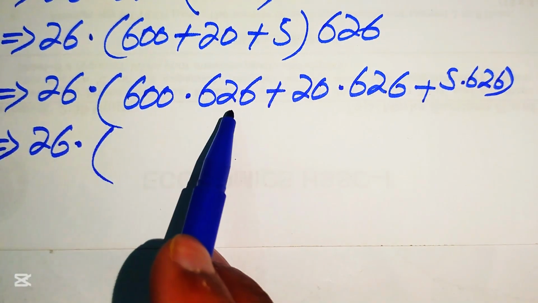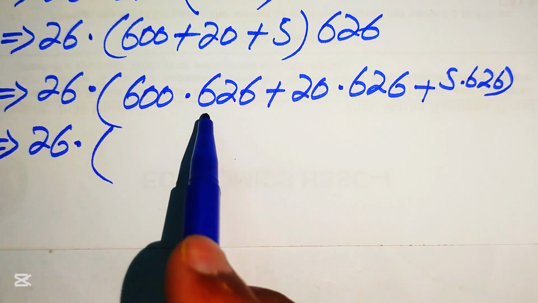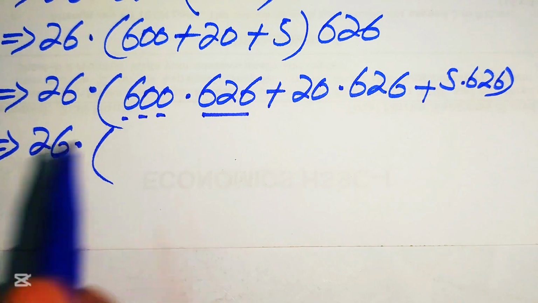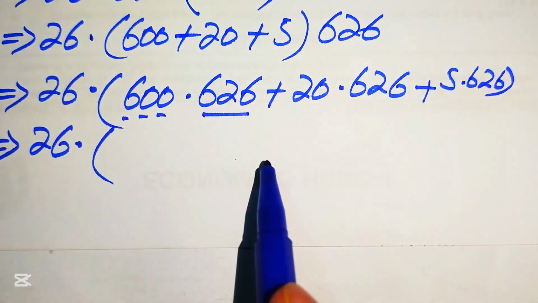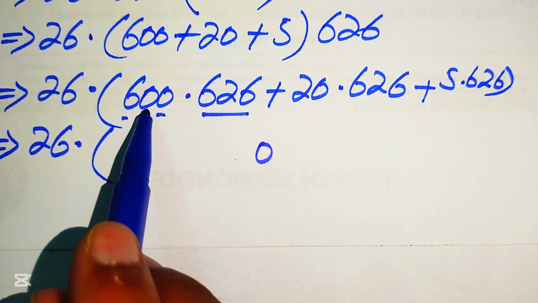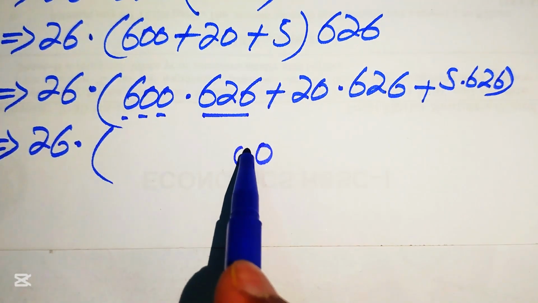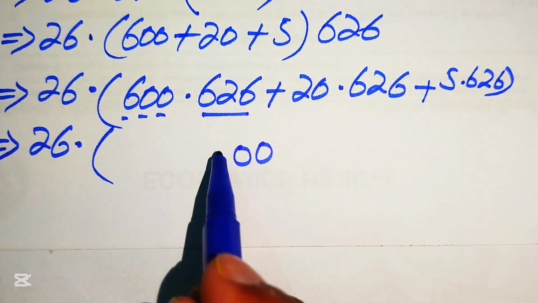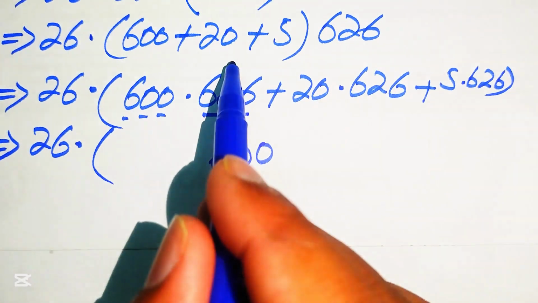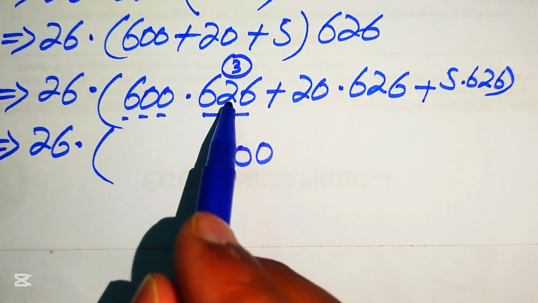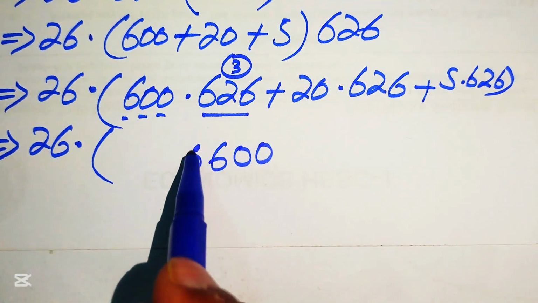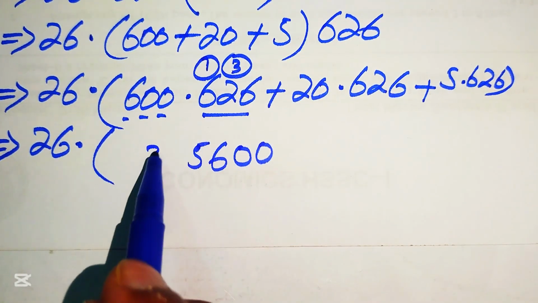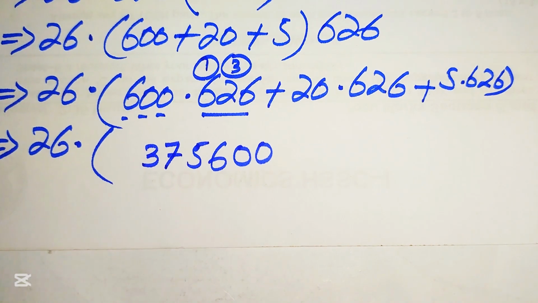When you multiply 600 with this 626, here you consider this is our 1-digit number and this is our 3-digit number. So we multiply this 0 with this number, we get 0. When you multiply this 0 with this complete number, we get 0. When you multiply this 6 with this complete number, 6 6s are 36. We write 6 and carry 3. 6 2s are 12, 12 plus 3 becomes 15. We write 5 and carry 1. 6 6s are 36, 36 plus 1 becomes 37.